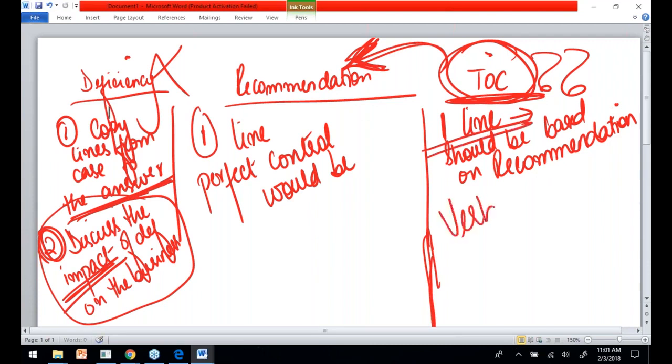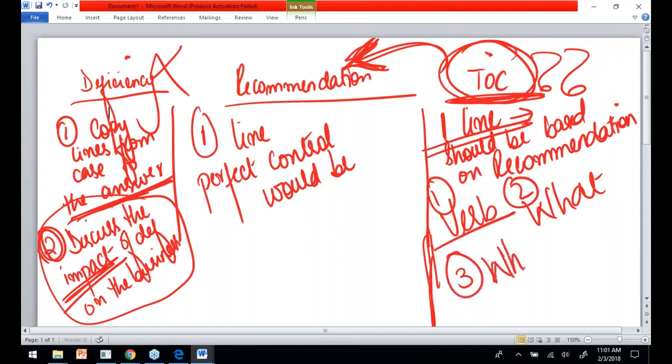A verb, it should start with an action. A what, what are you checking, and a why. Why are you checking it? Verb, what, why. So a verb would be: check the purchase invoice to ensure that it is authorized by senior management. Full stop. Verb being check, what being the purchase invoice, why being to ensure that it is authorized.